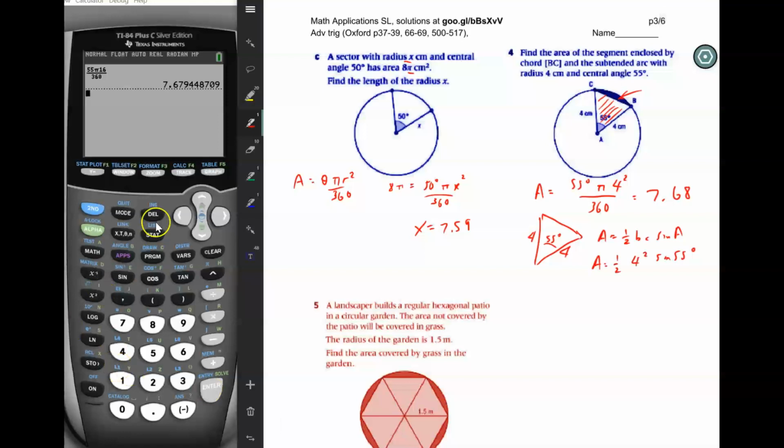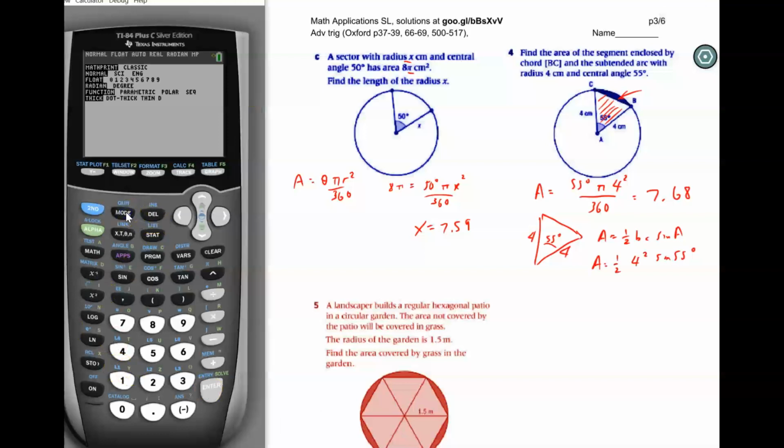And this is a problem where we do need to put the mode into degrees, because this is a problem that we're using sine and cosine, right? So we're going to put 0.5 times 16 times the sine of 55.